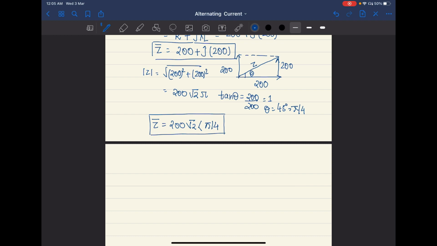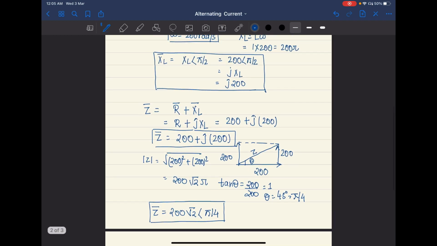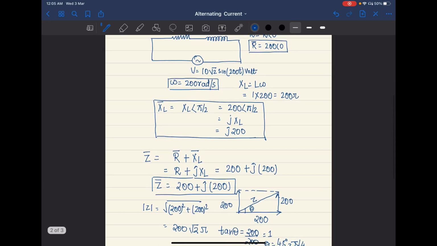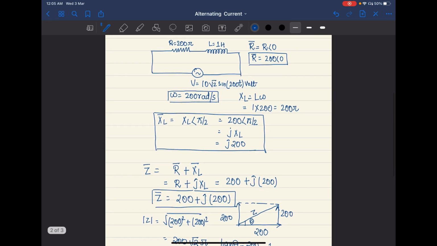After calculation of the Z phasor, the voltage phasor is already given. It is given V is equal to 10 root 2 sine 200t. So the V phasor will be equal to 10 root 2 angle 0, because it is sine of omega t plus 0.